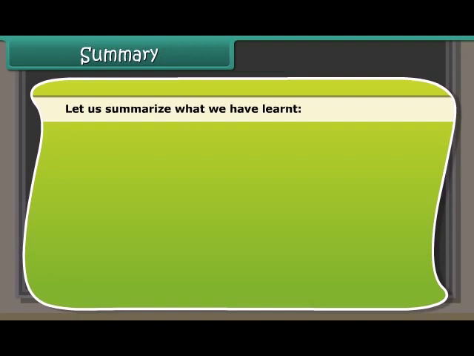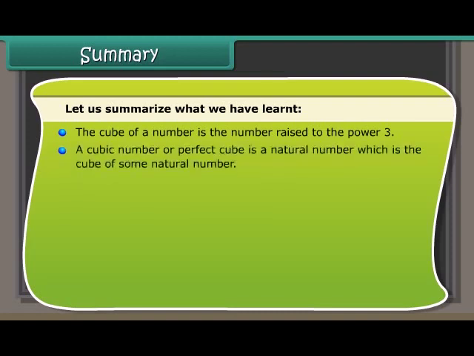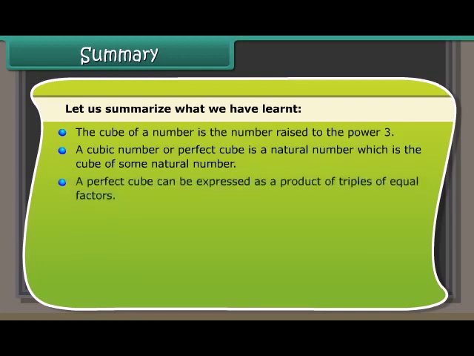Summary. Let us summarize what we have learned. The cube of a number is the number raised to the power 3. A cubic number or perfect cube is a natural number which is the cube of some natural number. A perfect cube can be expressed as a product of triples of equal factors.